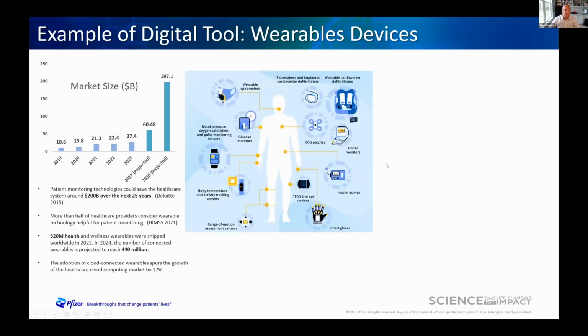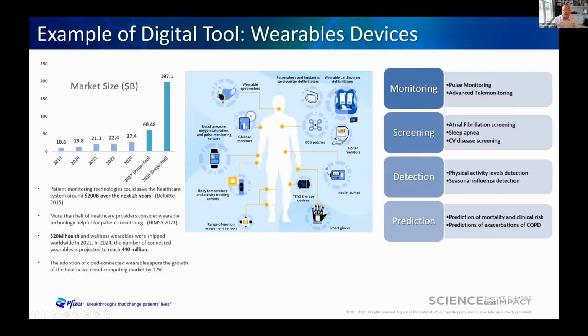Some of the examples of these are, as you can see, all here. You can see spirometers, you can see glucose monitors. You can use your watch to monitor blood pressure, oxygen saturations, et cetera. And in fact, a lot of these wearable devices are used to monitor, screen, detect, and predict. And there lies where technology can help in health and health equity.